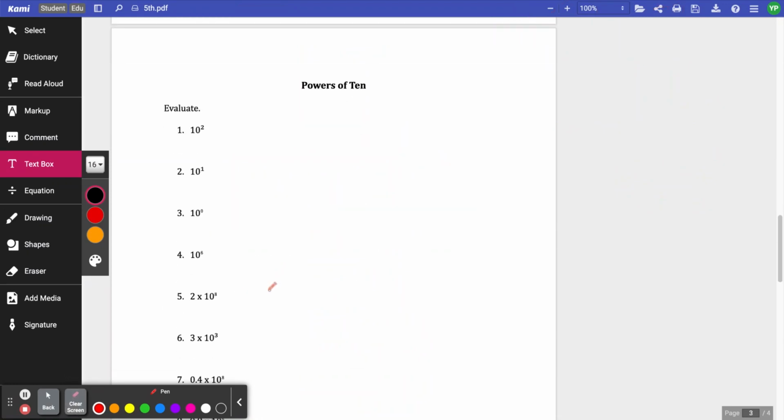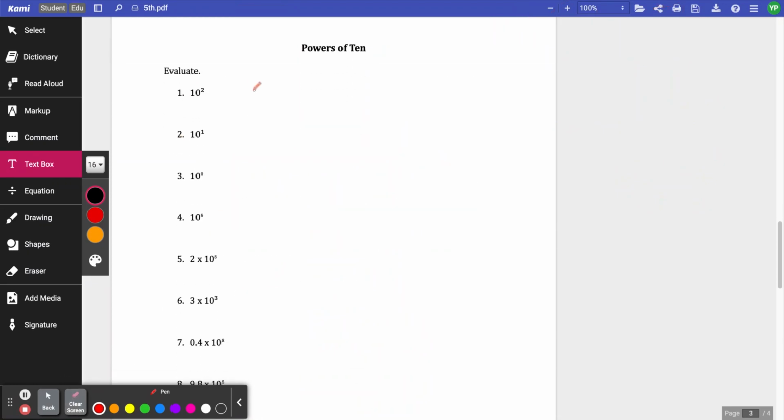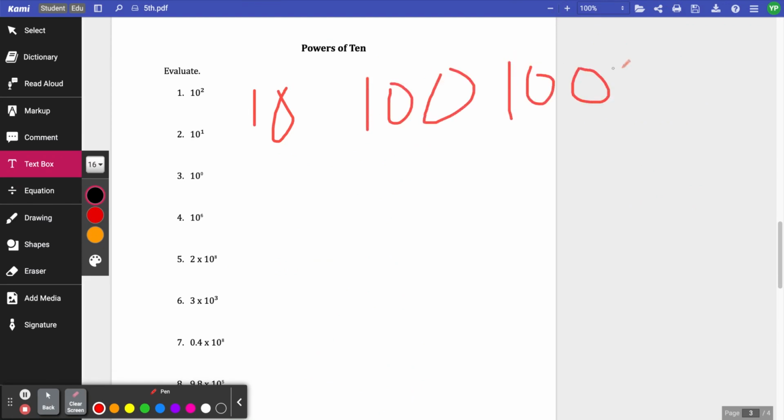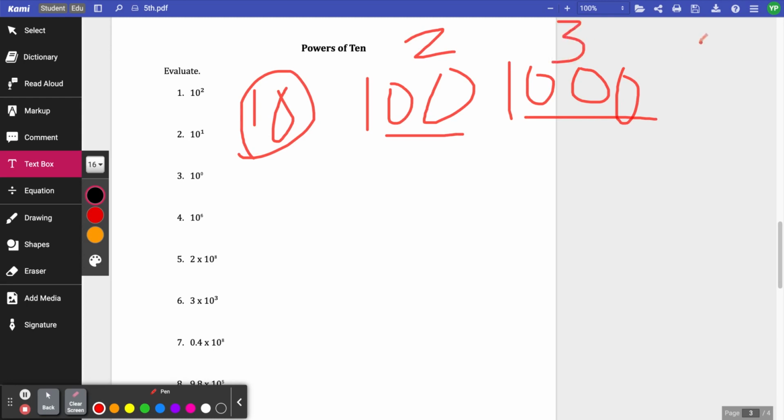Now we'll go on to powers of 10. For powers of 10, it can be 10, 100, 1000, and so on. So you just have to add a 0 for each power. This is 10 to the power of 1. And then the one with 2 zeros is to the second power. This is to the third power. And the fourth power would have 4 zeros, which would be 10,000.